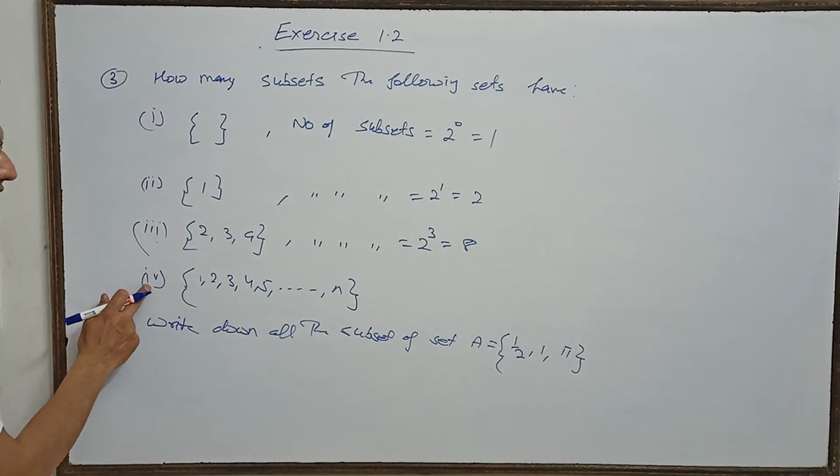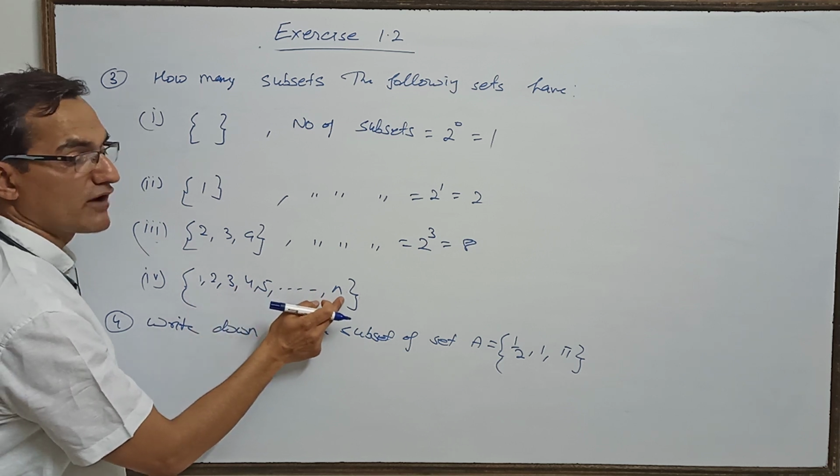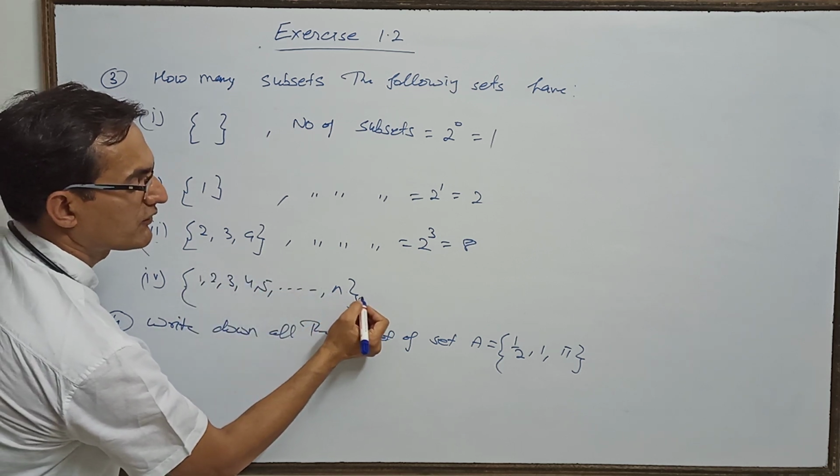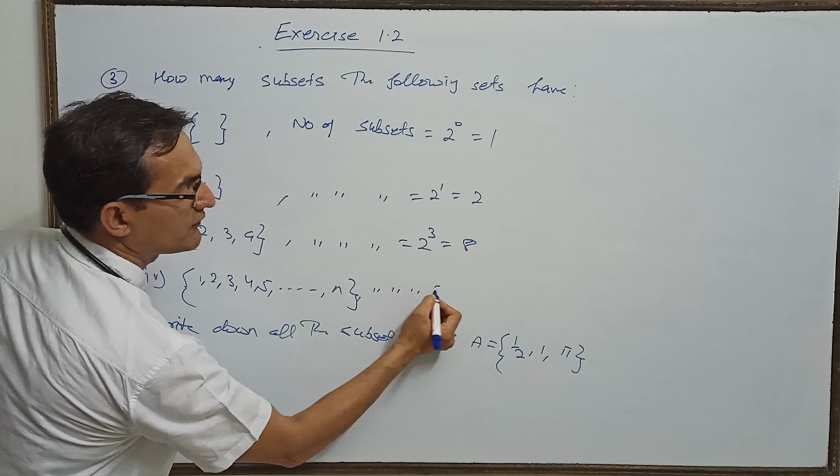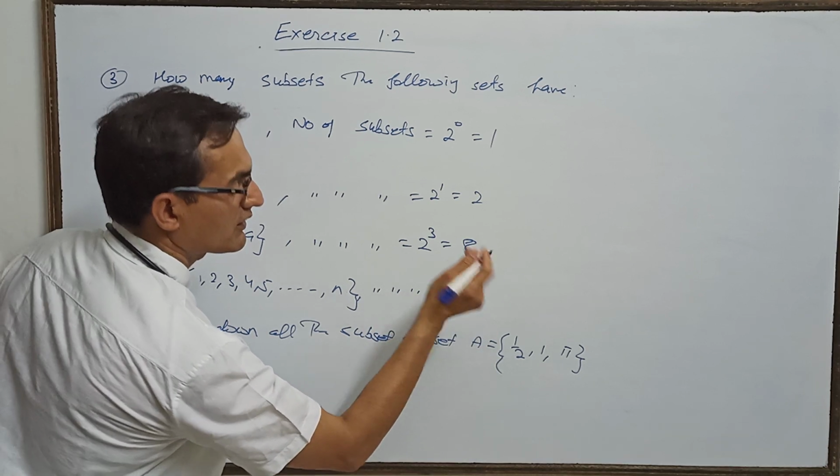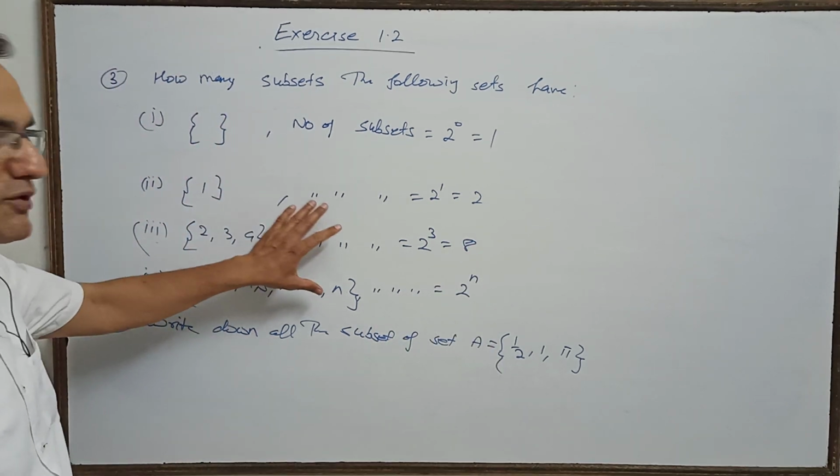And the fourth one, it has 1, 2, 3, 4, 5 up to n. So the number of subsets will be equal to 2 to the power n. Okay, any doubt in this?